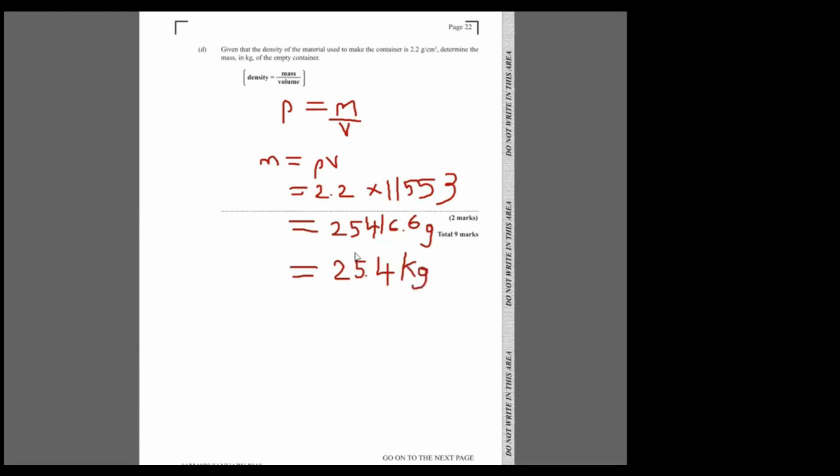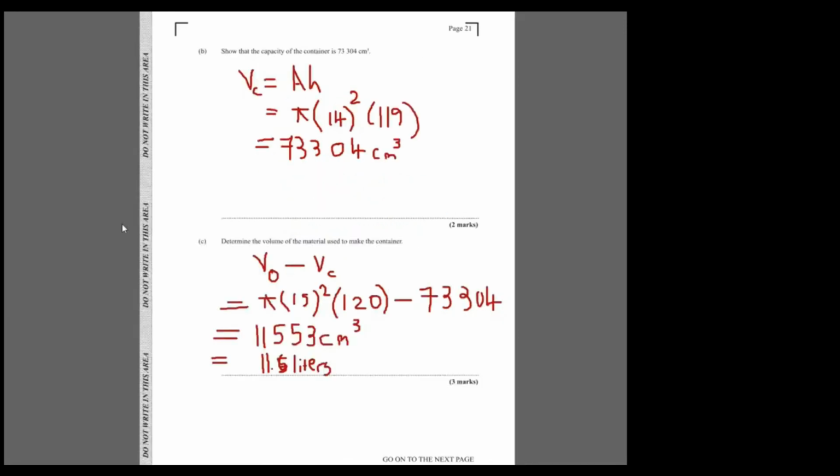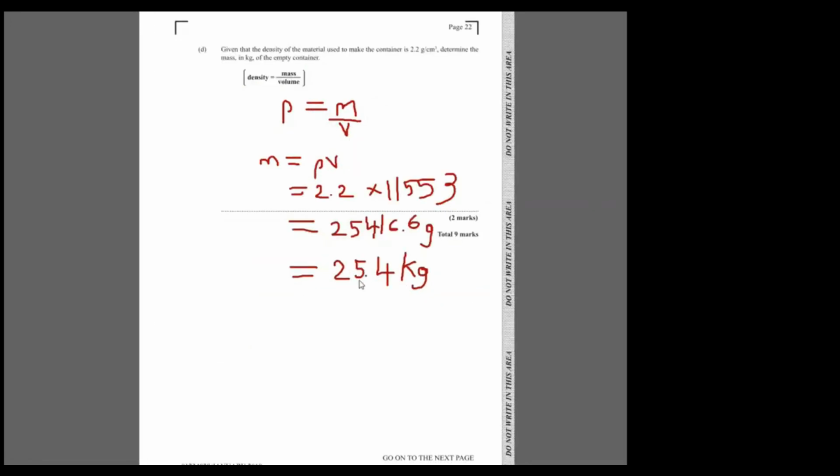Now, this is a heavy container. Determine the mass in kilograms. What kind of container weighs 25.4 kilograms? I have no idea. That's a heavy container, because the containers that we generally eat our dinners out of are like 4 or 5 grams, sometimes lighter. And this is 25.4 kilograms. That's very heavy.